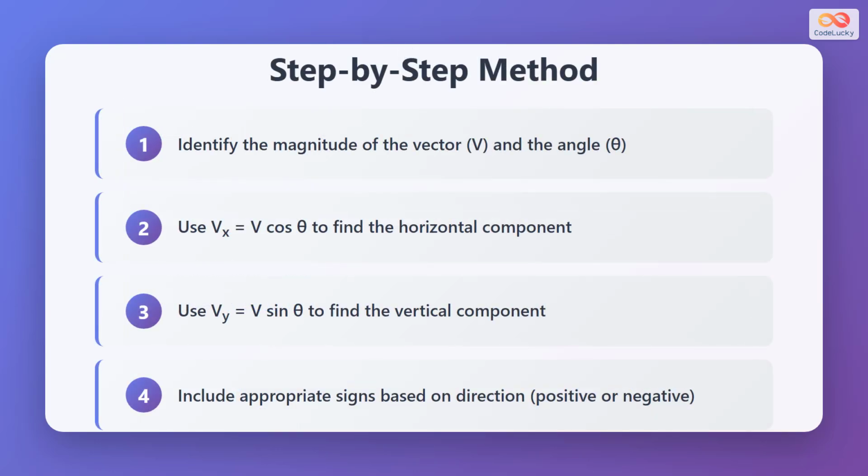Let's go through the step-by-step method for resolving vectors. Step 1. Identify the magnitude of the vector, which we call v, and the angle theta that the vector makes with the horizontal. Step 2. Use v sub x equals v times cosine theta to find the horizontal component. Step 3. Use v sub y equals v times sine theta to find the vertical component. Step 4. Include appropriate signs based on direction. If the component points in the positive direction, it's positive. If it points in the negative direction, use a negative sign. This last step is crucial for accuracy in your calculations.